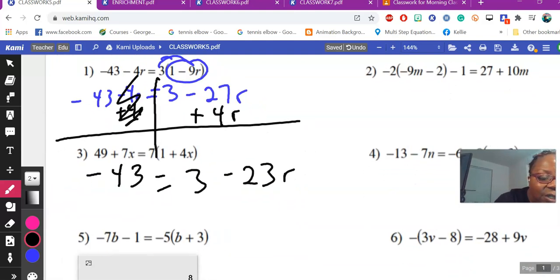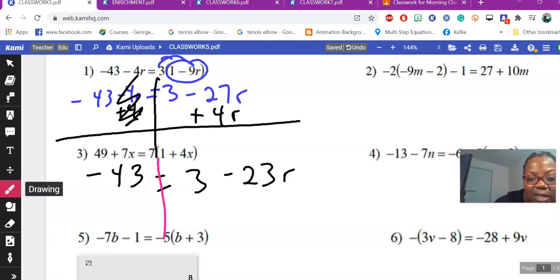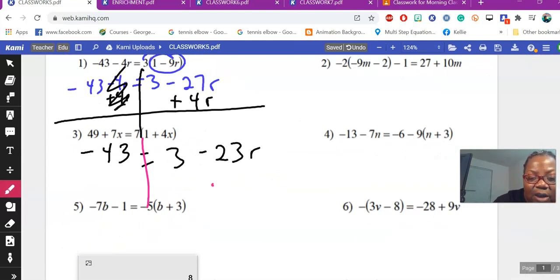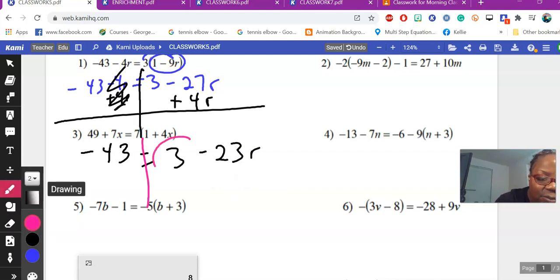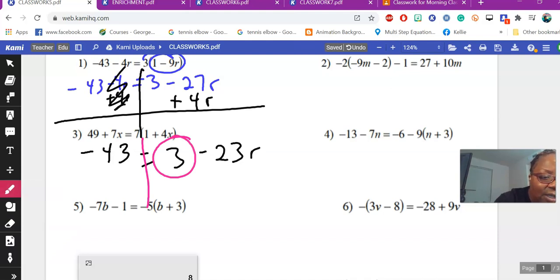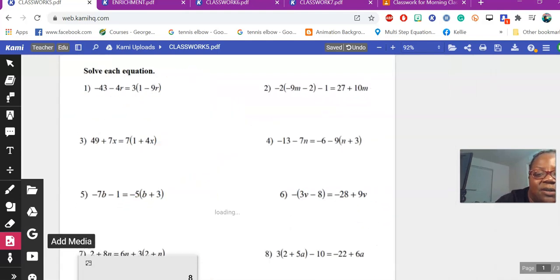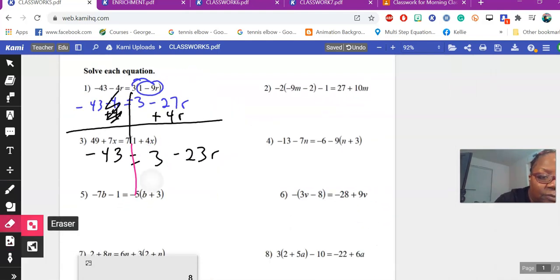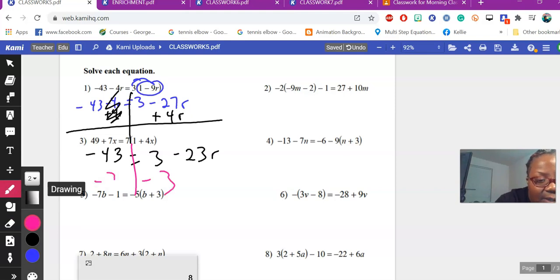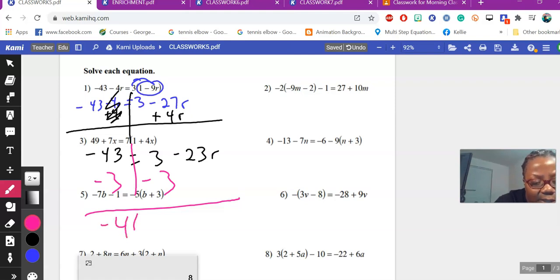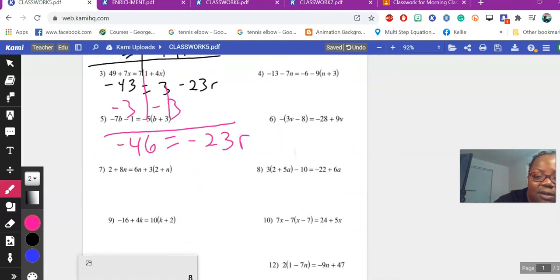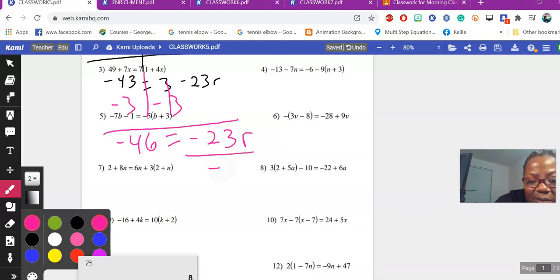Okay, so check out what you just did. You just created a two-step equation that you should now be used to. R is now just over here by itself. So remember, you're going to do the adding or subtracting part first, which means you need to get rid of this. Okay? That is a positive 3, so I will now subtract 3 from both sides. Subtract 3 here, subtract 3 here. Okay, so now I have negative 43 minus 3. That's going to give me negative 46. That canceled out, negative 23. You now will divide by negative 23, divide by negative 23.